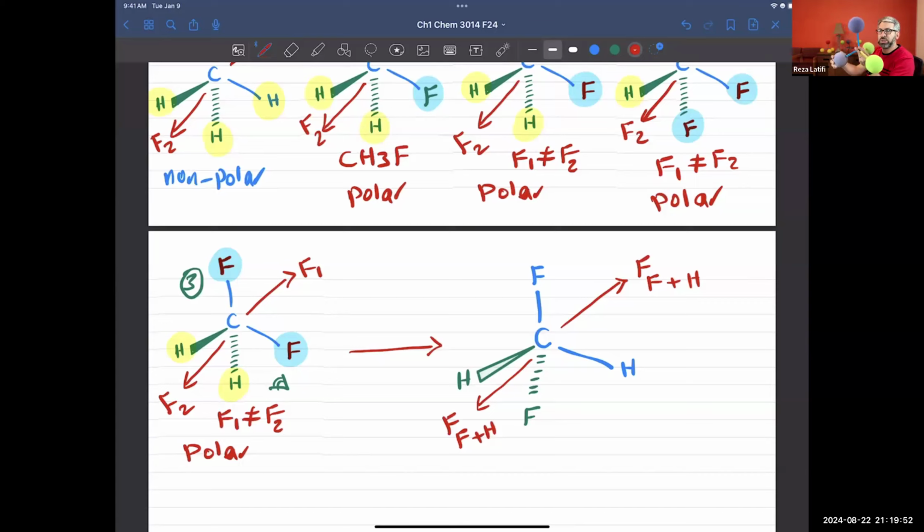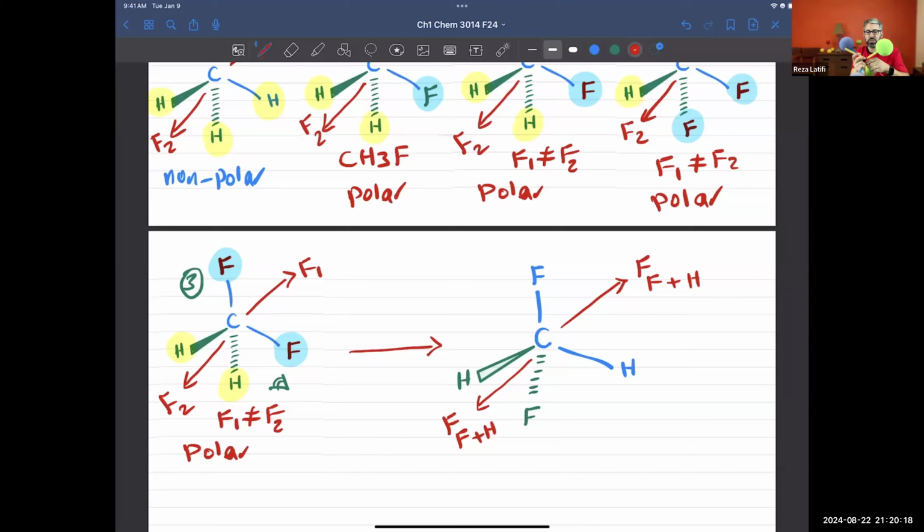Let's turn it that way. So where is the vector for the two fluorines? It will be somewhere here, correct? And where is the vector for the hydrogens? For the hydrogen, it will be here. So this one is there, and hydrogens are here.